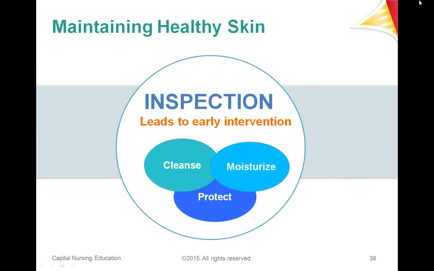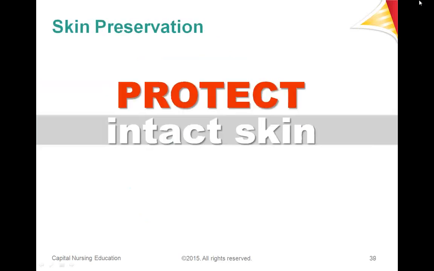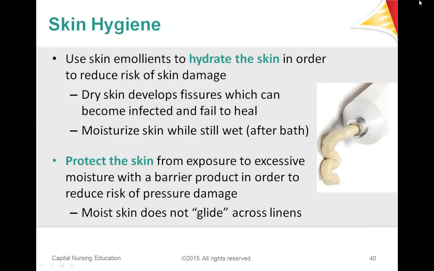And we want to discuss three things: cleansing, moisturizing, and protecting. The most important thing is to protect the skin. And when we talk about skin moisture barrier ointments, that's what we're talking about, is protecting the skin. We want to use emollients to hydrate the skin in order to reduce the risk of skin damage. Anytime that skin is dry, it can break or fissure, and this puts the patient at increased risk for pressure ulcer development.